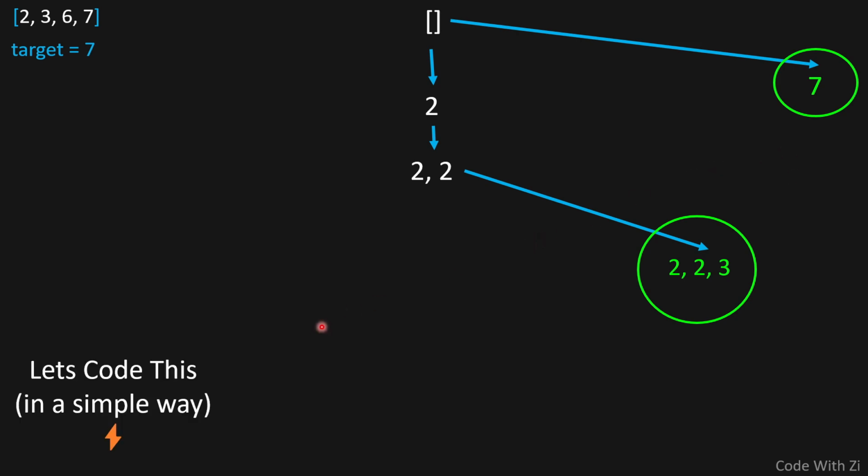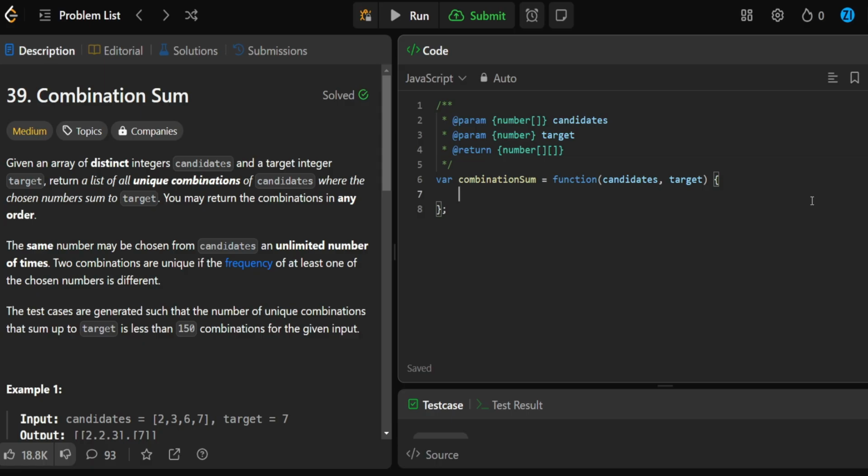Now let's code this in the simplest way possible. Alrighty, so first of all, I think we can all agree that we need to return something, right? So let's define a result variable, and this is going to be equal to an empty array, and we're going to return this at the end. Then we're going to define our backtracking function, and I'll just call it backtrack. And this is going to take a bunch of inputs.